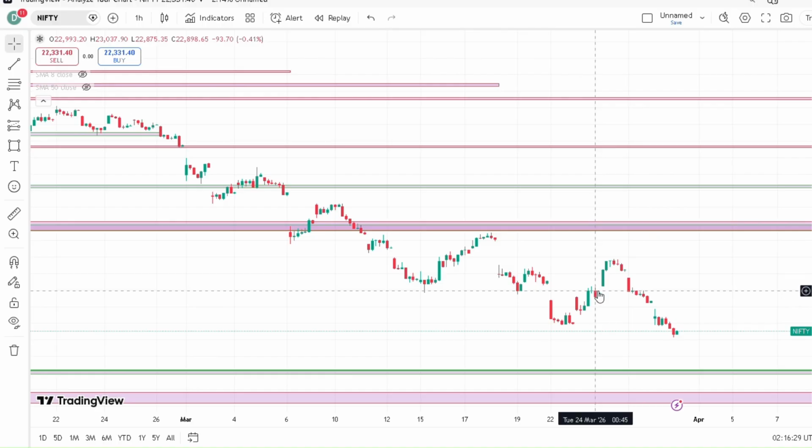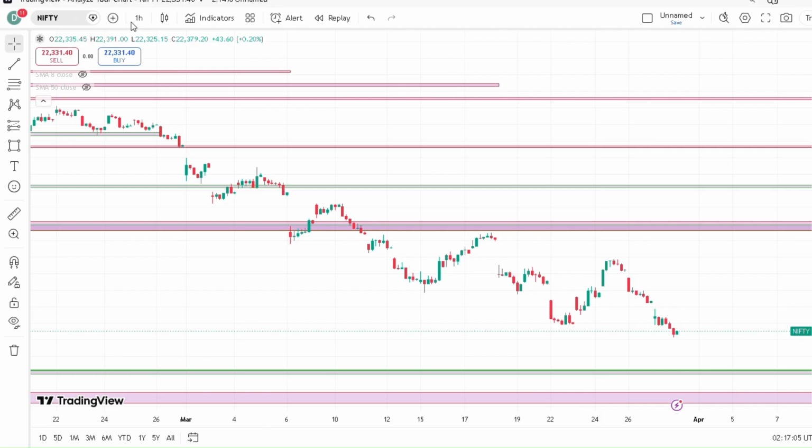I was expecting the market to trade within this zone, that is 24,000 on the upper side and 21,700 on the lower side. So when the market was trading around this level, that is 22,000 level, I created this strategy. Since the market is very volatile these days, I kept a 1,000 point gap, that is 1,000 points on the upside and 1,000 points on the lower side.